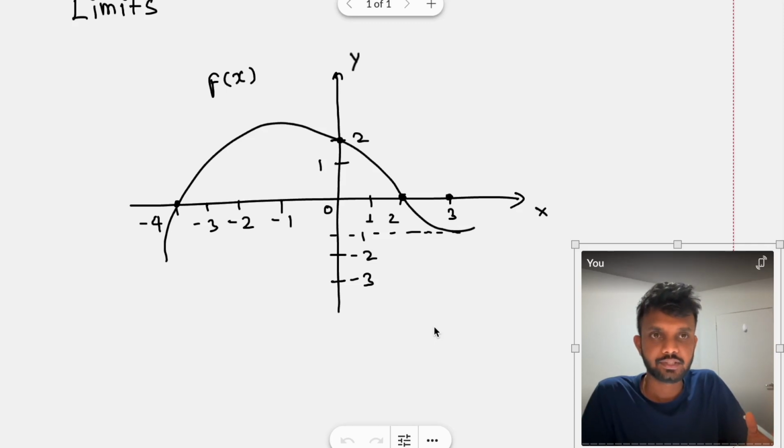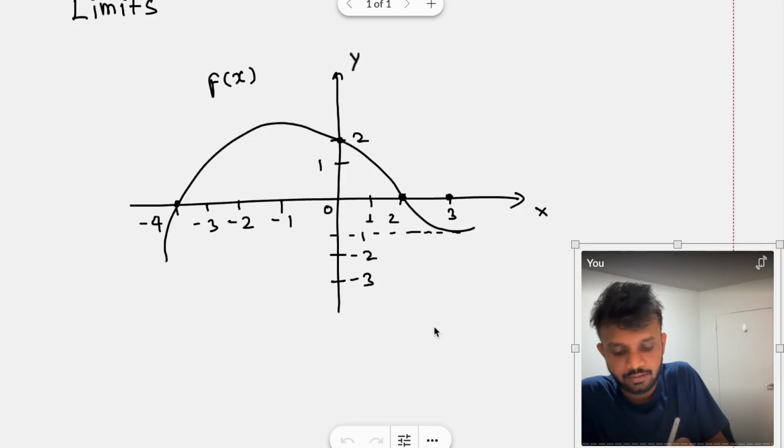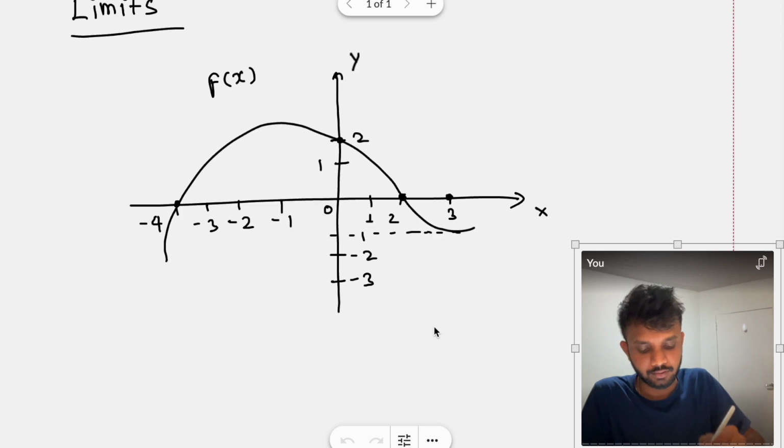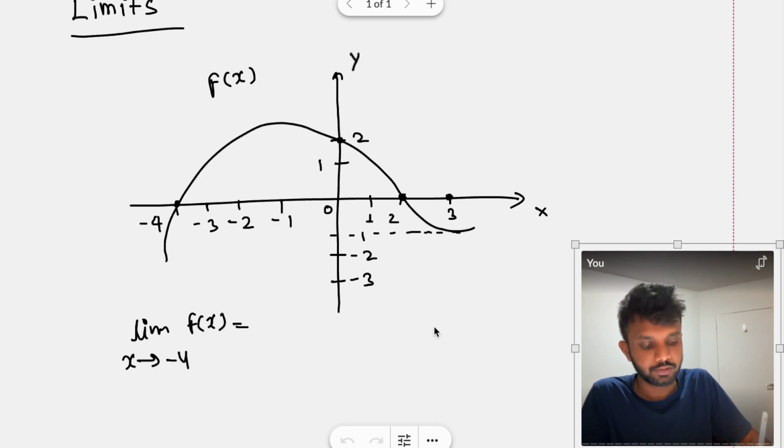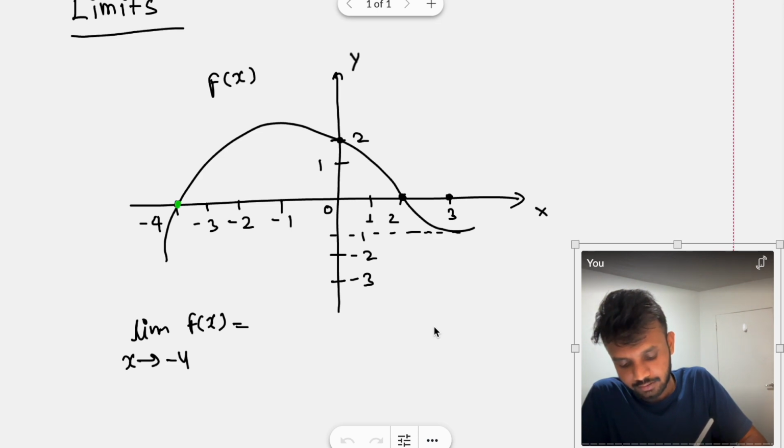Today we'll be discussing the concept of limit. Suppose we are given the function f(x), and this is the graph of f(x). Now suppose we want to find the limit of f(x) as x tends to -4. What can we see? What is the value of f(x) at x = -4? At x = -4, the value of f(x) is 0.